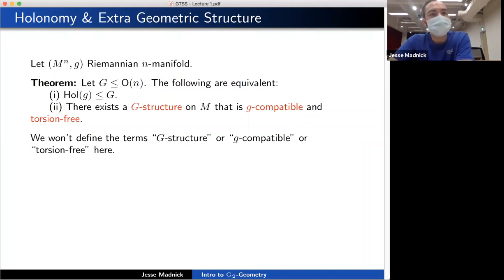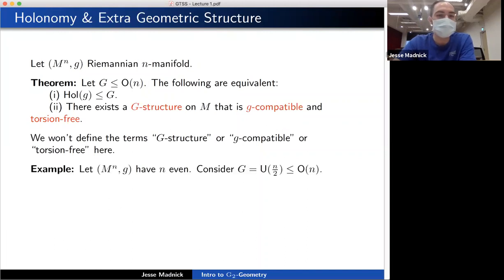Finally, I should mention that the holonomy is related to the presence of extra geometric structure. I'm not going to define exactly what I mean, but what I mean is the following theorem. Let's say you have a Riemannian n-manifold and G is a subgroup of O(n). Then the holonomy being contained in your Lie group G is equivalent to the existence of a so-called G-structure that is compatible with your metric and torsion-free.